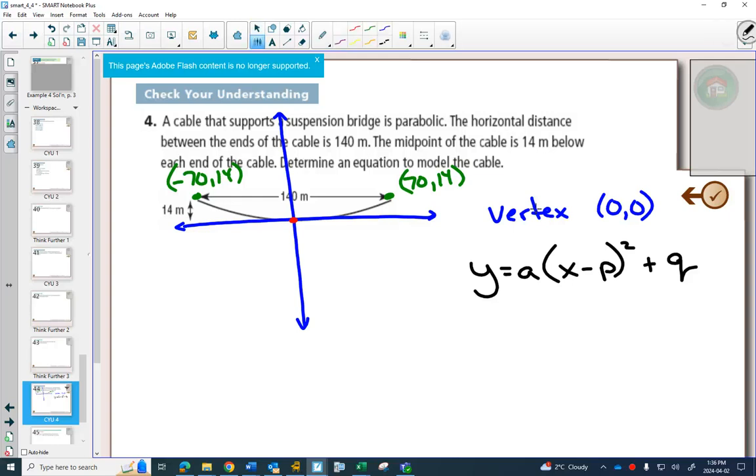So what do we know so far? We know so far, this is our equation. Y is equal to ax squared. I just don't know what A is yet. But I know that this point makes it true. So when y is 14, x is 70.